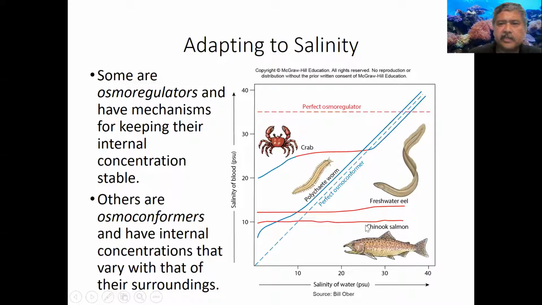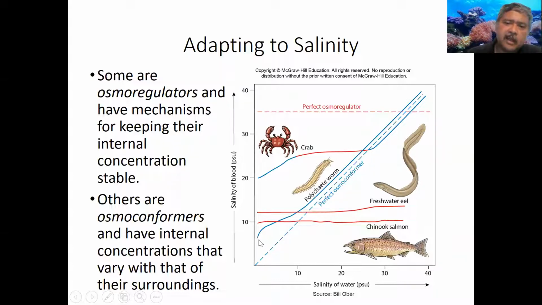Okay, so here's some examples of different animals. There's a salmon, which is an osmoregulator, and that's why the line is red. Same with this freshwater eel. Even though this is a freshwater organism, this is typically a saltwater organism. These guys have mechanisms to regulate their internal concentrations and keep them stable. And you can see they're pretty straight across right there, just like the perfect osmoregulator.